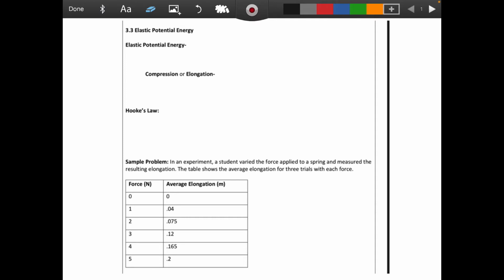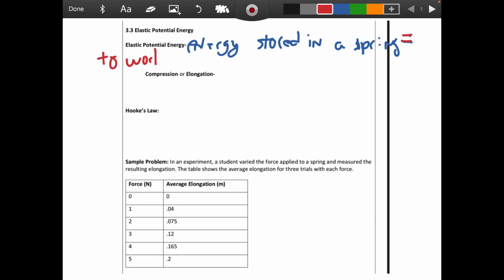if the position is above Earth, then that has some potential energy. But elastic potential energy, that is going to be energy that's stored in a spring. And that's going to be equal to the work done compressing or elongating the spring.